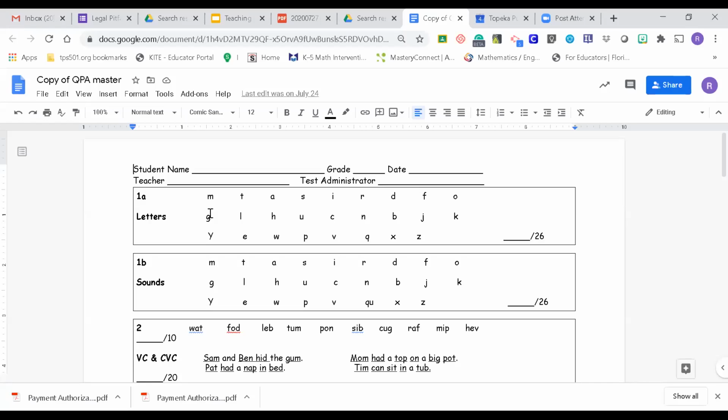And what you do is you mark. What letters do they know? How many letters out of 26? How many letter sounds do they know? Yep, right there. And then they read them and you just mark them.